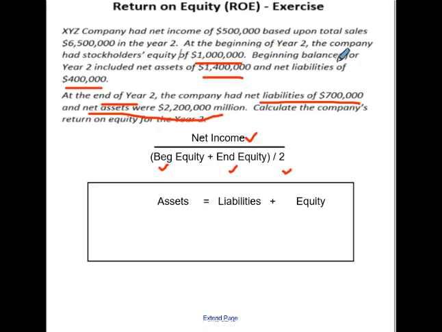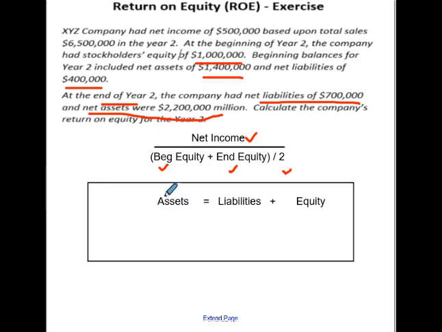Notice I'm told I have beginning balances in year 2 that had net assets of $1,400,000 and net liabilities of $400,000. But I don't mention equity. And at the end of year 2, it says I had net liabilities of $700,000 and net assets of $2,200,000. But again, no mention of equity. So I need the equity amounts in order to do the calculations correctly. So now I need to remember I do have enough information to fill in.